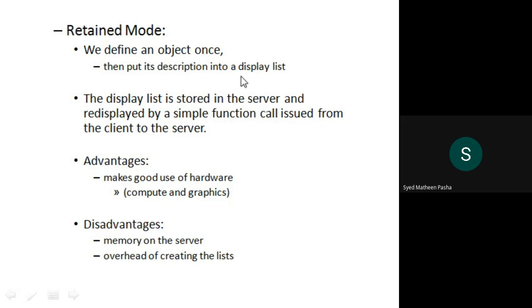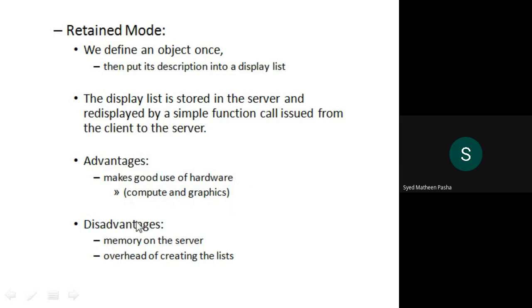That is, whatever message you have stored in the display list is basically sent to the server and redisplayed by the function call, which is basically used in client and server approaches. So this is also one of the advantages of using retained mode, that is, there is not much memory used here. What is the advantage? It makes good use of hardware. As I told, it is just happening in the client as well as the server. There is no memory used here, so good usage of hardware is done here. Then computation as well as graphics can be implemented by using such kind of hardware.